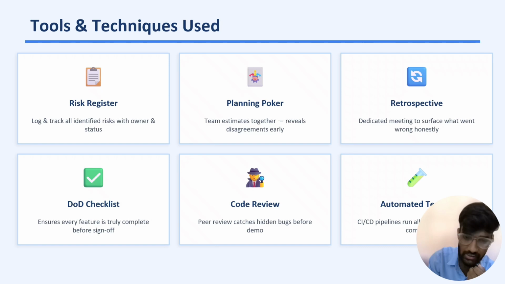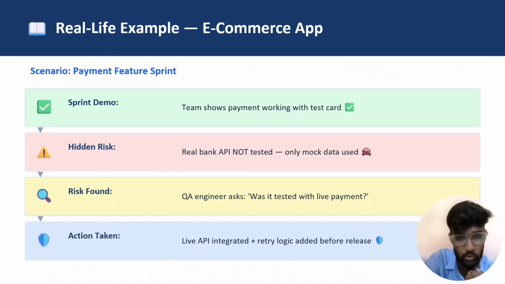So let us see a real life example. A team demos a payment feature that works perfectly with test data, and the product owner approves, but the real bank API was never tested. One QA engineer asks, was this tested on production? That one question saved the launch. They fixed it before going live. One question, that's all it took.